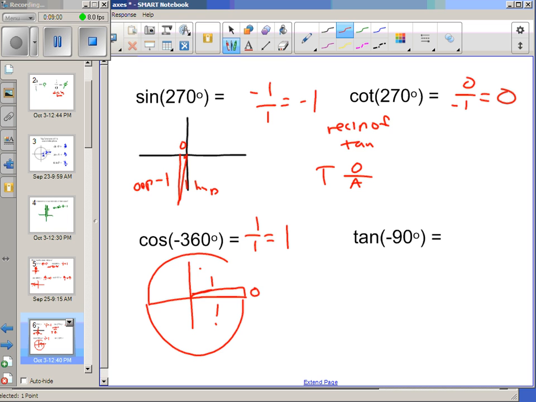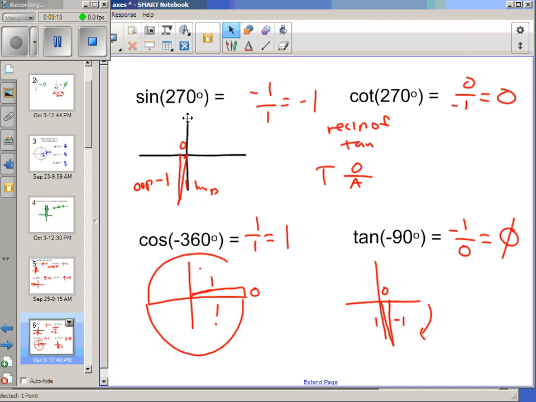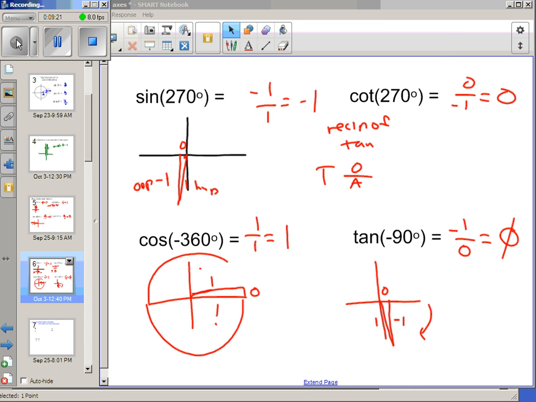One more let's look at. Let's look at tangent of -90. So -90, I'm moving this way. Imagine a little triangle that's almost there. Adjacent is 0. Opposite is -1. Hypotenuse is 1. And now when I do opposite over adjacent, I get undefined because I cannot divide by 0.